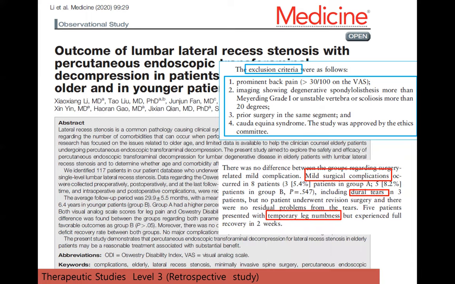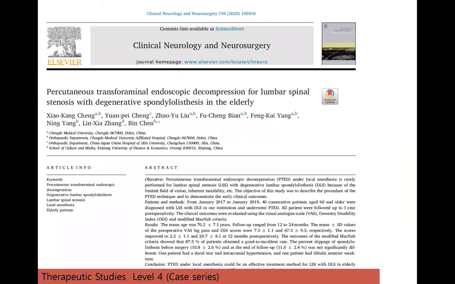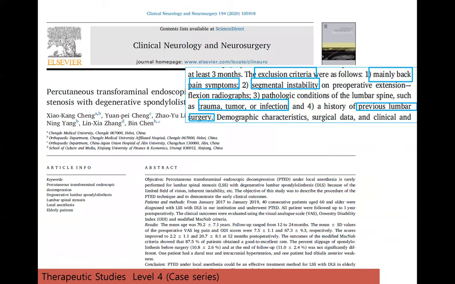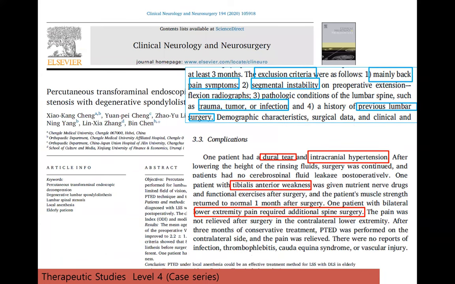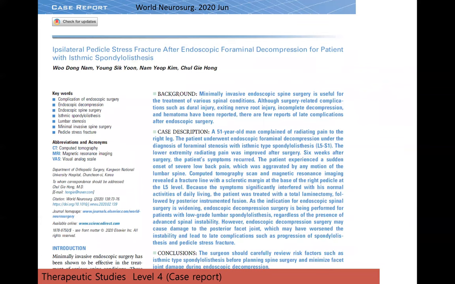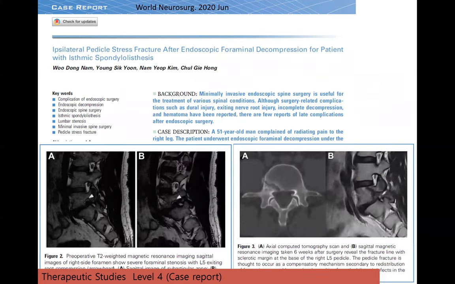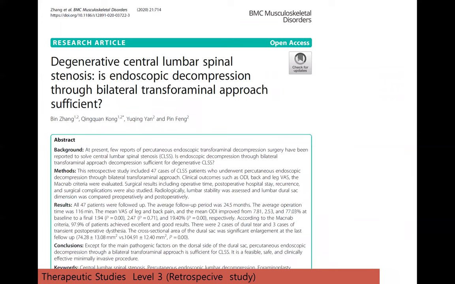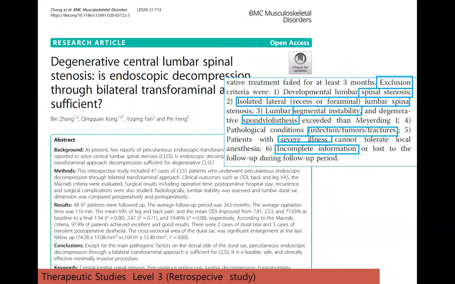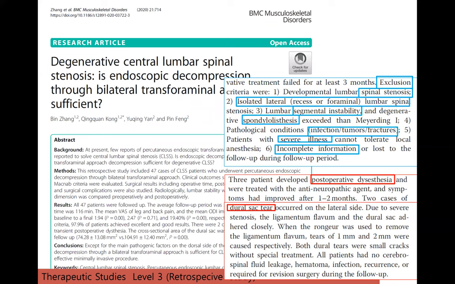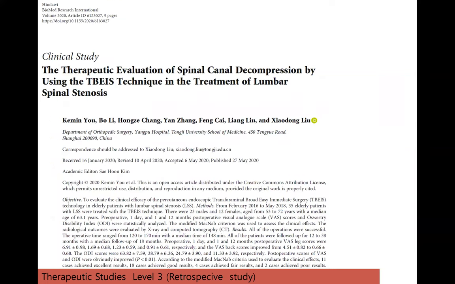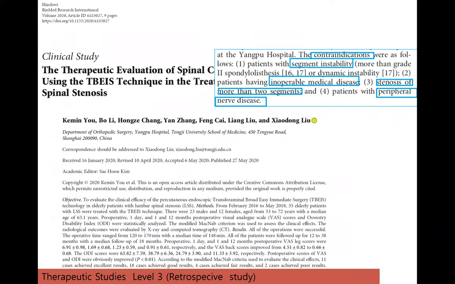So this paper is a level 4 case series, with exclusion criteria and complications. And this paper is a case report of ipsilateral pedicle stress fracture. And this paper is level 3, with exclusion criteria and complications. And this paper is a level 3 retrospective study with exclusion.